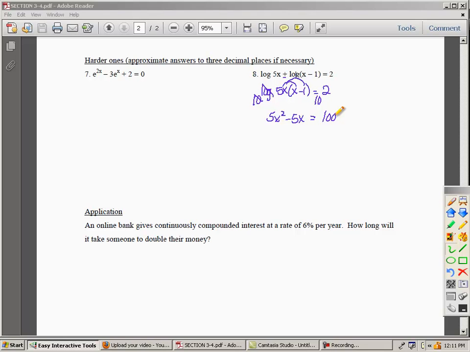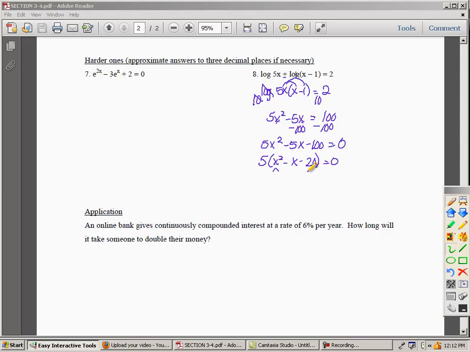Now, whenever you have an x squared and an x, you have to set it equal to 0 in order to be able to solve. So I'm going to subtract 100. 5x squared minus 5x minus 100 equals 0. Easiest way in this case is to factor. So what I'm going to do is pull out a 5. x squared minus x minus 20 equals 0.